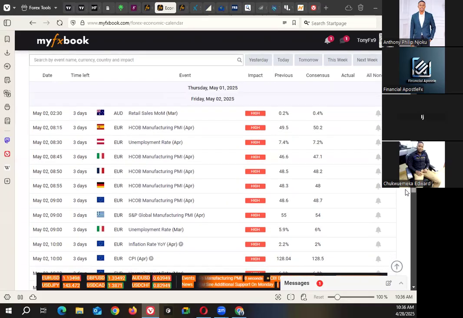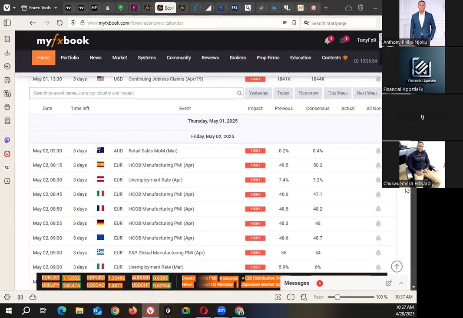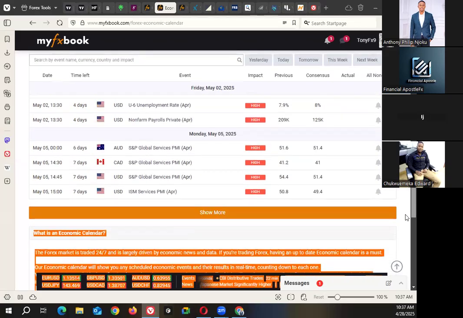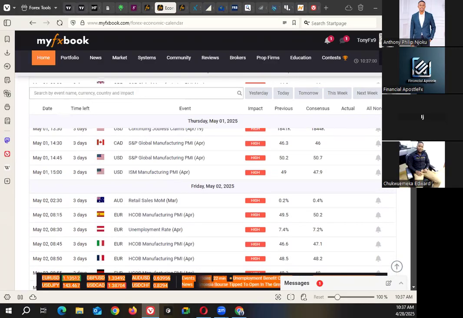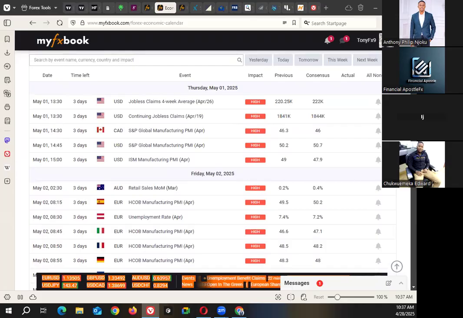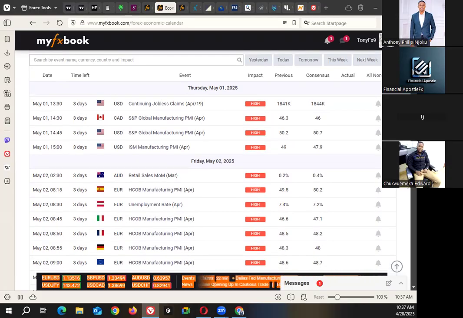Then we have Japan. We have the Japan interest rate decision. So they want to leave it unchanged. If they leave it unchanged, Japanese yen should be strong. But if they cut, Japanese yen should be weak.